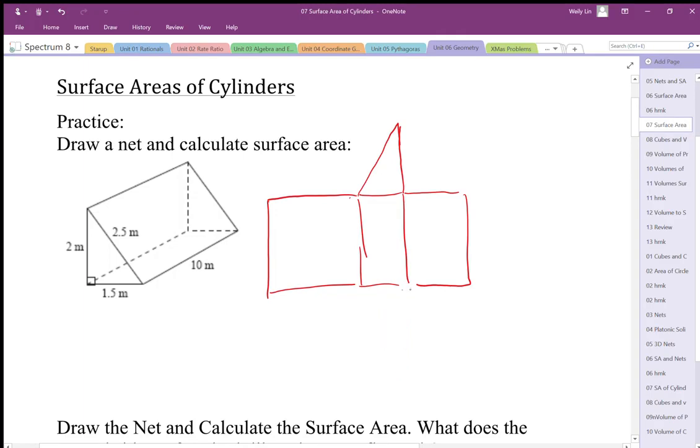It looks like a right triangle, so I should make that a little bit more, maybe not quite so long either. Okay, so these edges should match. So there's our net. We've got 5 surfaces. I've got all the measurements I really need.